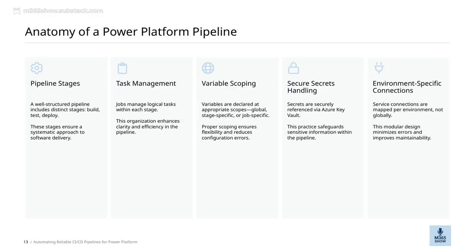Then we see how jobs organize the logical tasks within each stage. This organization enhances clarity and efficiency, making it easier to troubleshoot and manage the pipeline. When tasks are grouped logically, the entire process becomes more streamlined. Finally, a well-structured pipeline includes distinct stages such as build, test, and deploy. Breaking the process into these stages ensures a systematic approach to software delivery, from development to deployment, helping us deliver quality more reliably and consistently.